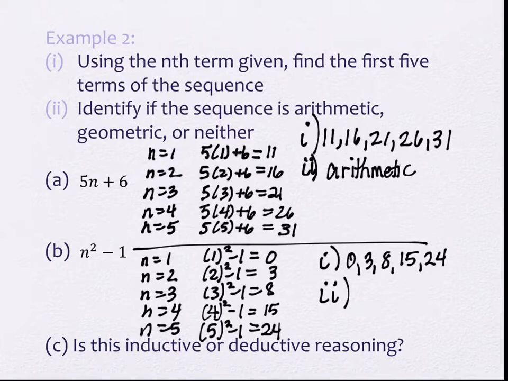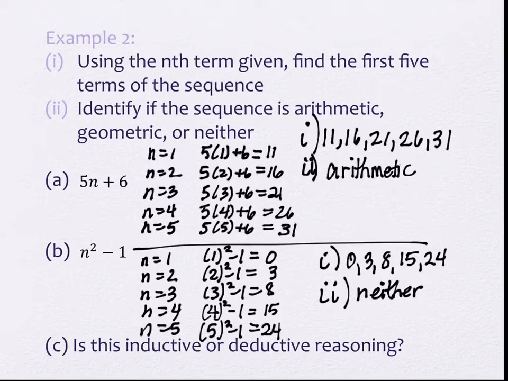It's neither. I'm not adding a constant term every time, right? No, because 0 to 3 would be adding 3, but 3 to 8 would be adding 5. I'm not multiplying by a constant term every time because the 0 in the list totally shoots that out of the water. I can't multiply 0 by anything and get anything else but 0. So this one's neither. It doesn't mean there's not a pattern. There is, in fact, a pattern.